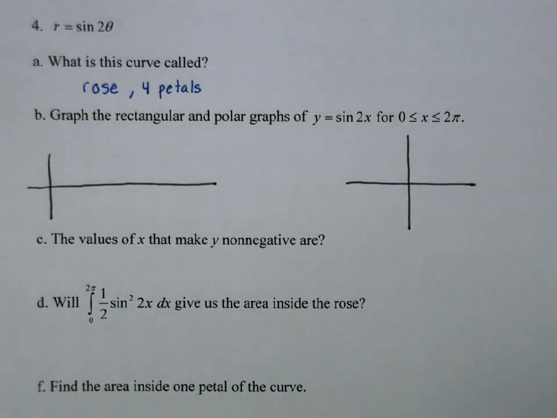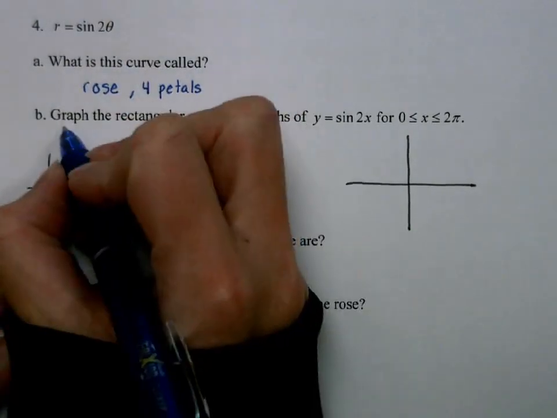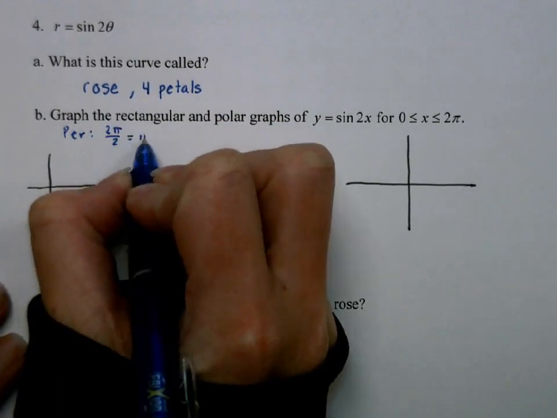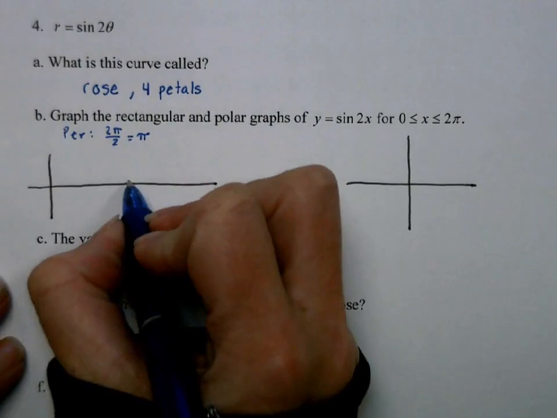Okay. Next, we're going to graph both the rectangular and polar graph of y equals 2 sine x, or for polar, r equals 2 sine theta. So thinking back to our trig days, the period of this is going to be 2 pi divided by 2, so pi. That's going to give me 1 cycle. I'm going to go ahead and put pi here.